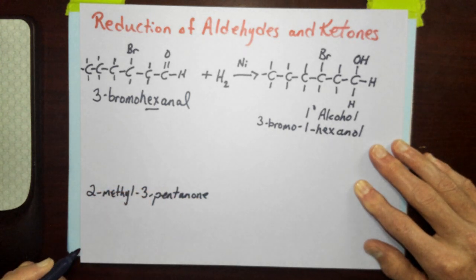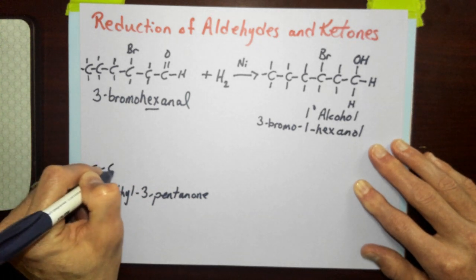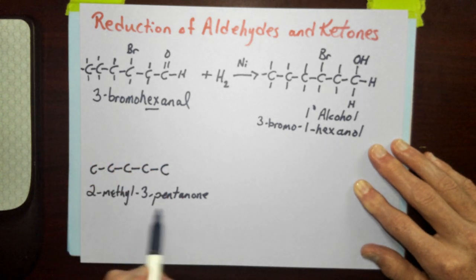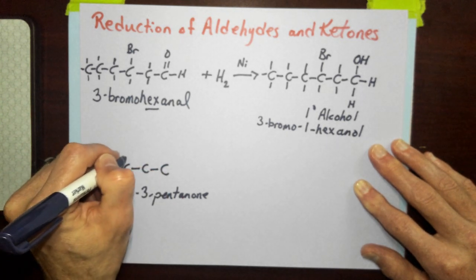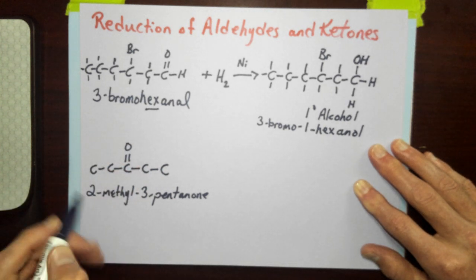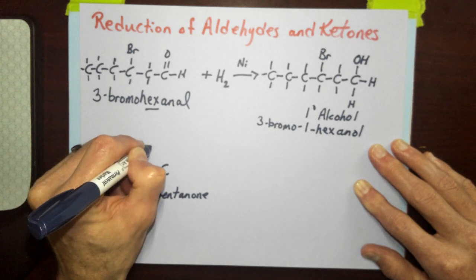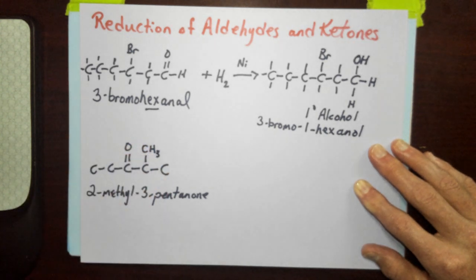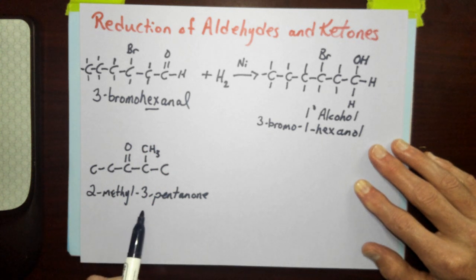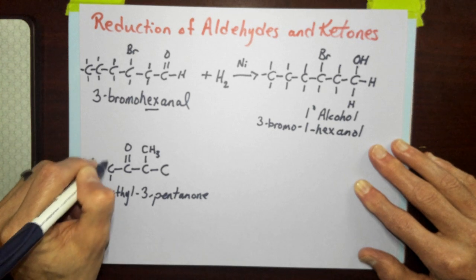Okay, so let's draw that out. 5 carbons, so 1, 2, 3, 4, 5 for the pent. The ketone is on number 3. On number 2, there's a methyl. So 2-methyl-3-pentanone. We still have all of our hydrogens here.